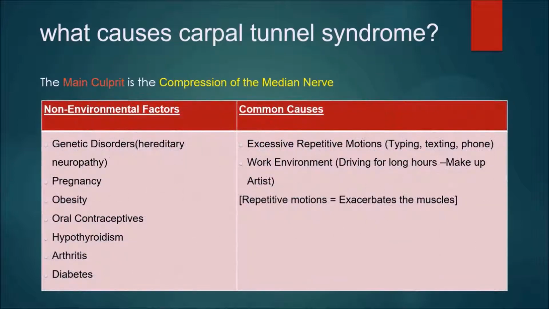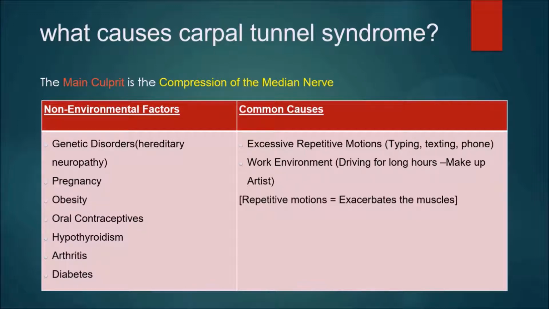What causes carpal tunnel syndrome? The pain in your carpal tunnel is due to the excess pressure in your wrist and on the median nerve. The most common cause of this inflammation is an underlying medical condition that causes swelling in the wrist and sometimes obstructing the blood flow. Some of the most frequent conditions linked with carpal tunnel syndrome are genetic disorders, pregnancy, obesity, oral contraceptives, hypothyroidism, arthritis, and diabetes.